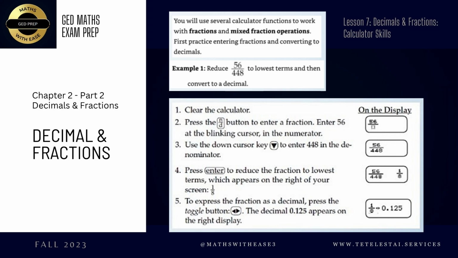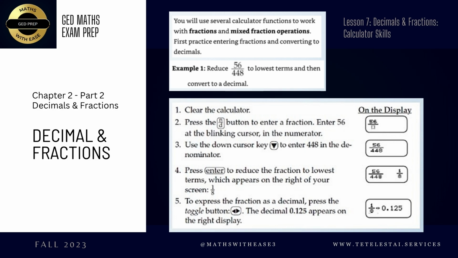And then you simply press enter to reduce that, and automatically the calculator knows that you're trying to find the lowest term, because you didn't enter an operation key after that. So you didn't press addition, multiplication, division, or subtraction. So it knows that you're looking for the lowest term of this fraction. And it gives you that in the display on the right-hand side, which is 1/8.